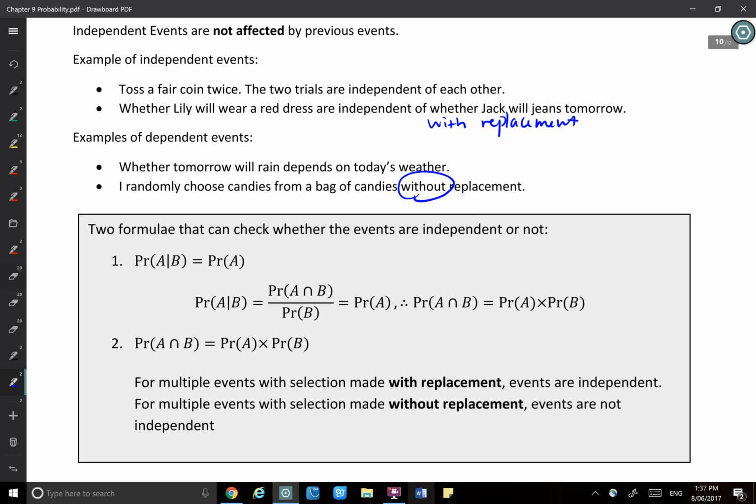Now you have an idea of what dependent and independent events are. Let's say I have a statement: independent events are all mutually exclusive events. Is that correct or not?